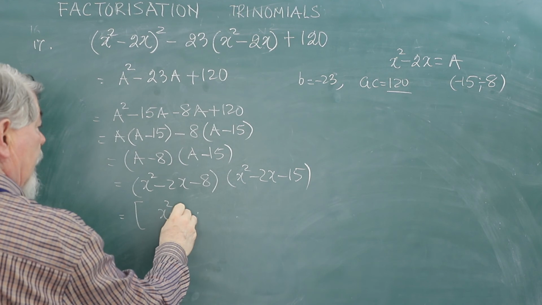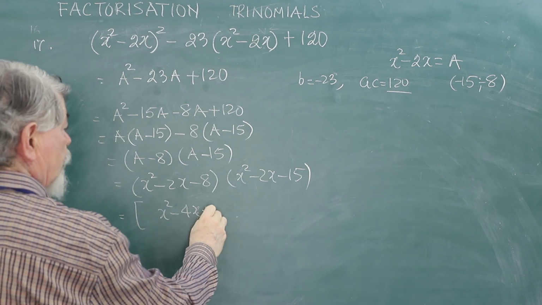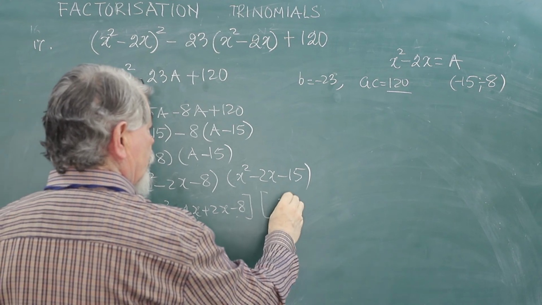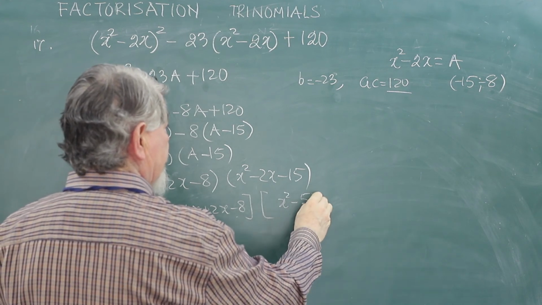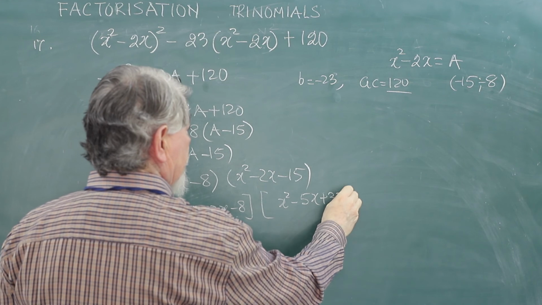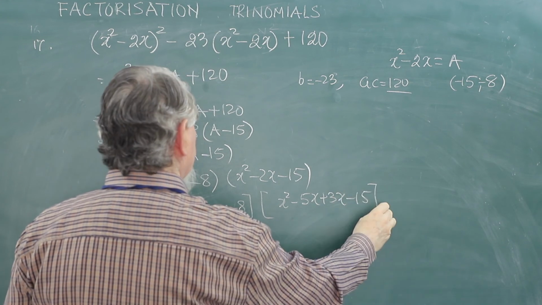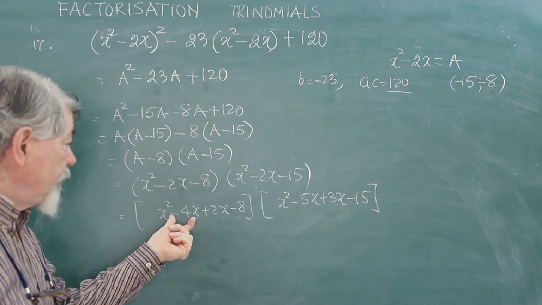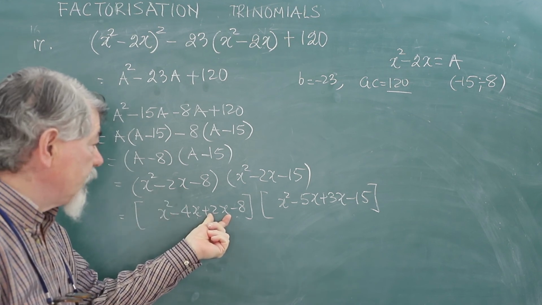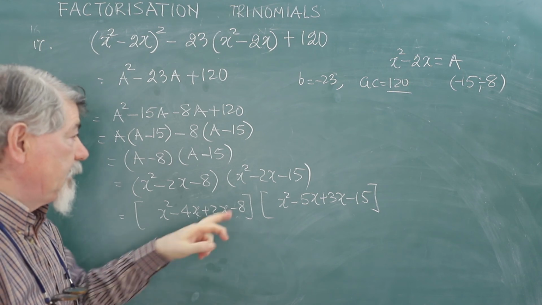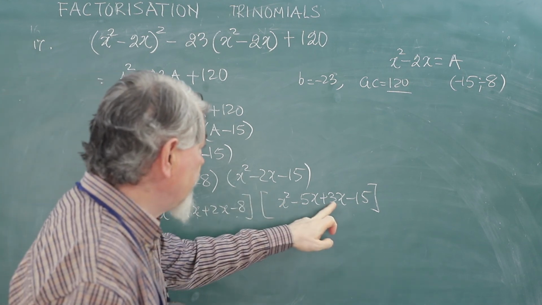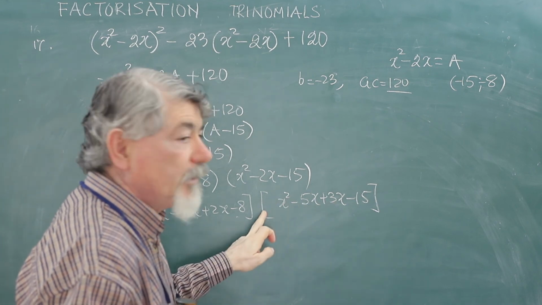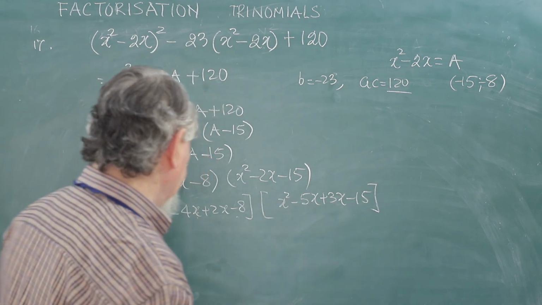x square minus 4x plus 2x minus 8. Here it will be x square minus 5x plus 3x minus 15. It's simple. Minus 4x plus 2x is minus 2x. When we multiply minus 4x into 2x, we'll get minus 8. Here minus 5 plus 3 is minus 2. When you multiply minus 5 into 3, your product will be minus 15.